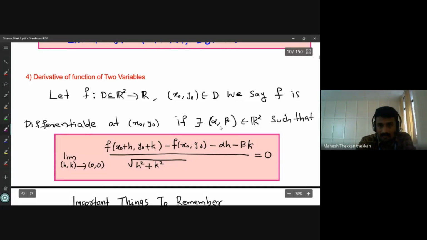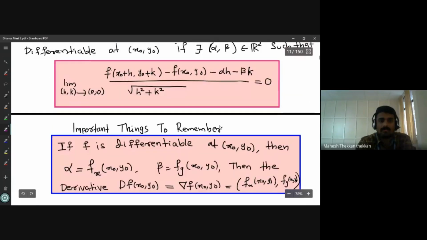So this (alpha, beta) is called the derivative of f at (x naught, y naught). The limit as (h, k) tends to (0, 0) of [f(x naught plus h, y naught plus k) minus f(x naught, y naught) minus alpha h minus beta k] divided by square root of h square plus k square is equal to 0. So if there exists such (alpha, beta) satisfying this relation, then we say f is differentiable at the point (x naught, y naught), and the derivative at (x naught, y naught) is nothing but the vector (alpha, beta).